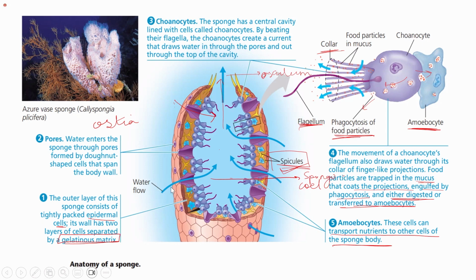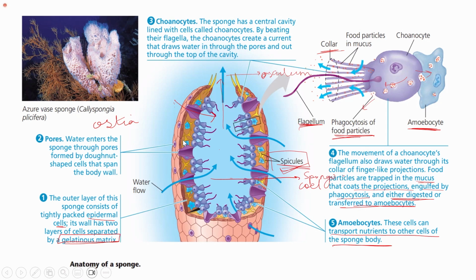So we have the outer layer that consists of pores, which are called ostia. Then we have choanocytes that line the inner cavity, and these have the collar-like structure that helps in producing the water current. They have flagella for the beating, and they also perform phagocytosis of the food particles. If the food is not digested, they transfer it to the amoebocytes, which help in transporting the nutrients to the other cells of the sponge body.